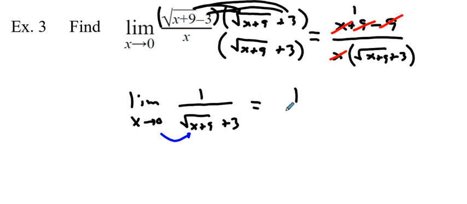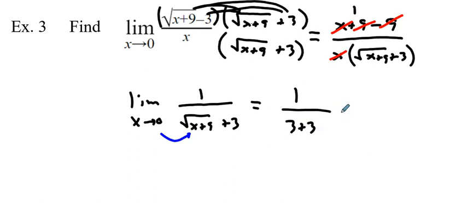It gives us 1 on top over, ooh, that's kind of weird. 0 plus 9 is 9. Square root of 9 is 3, plus 3. And if we do that, we get an answer of 1/6.